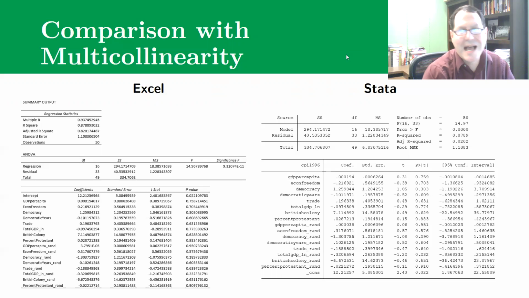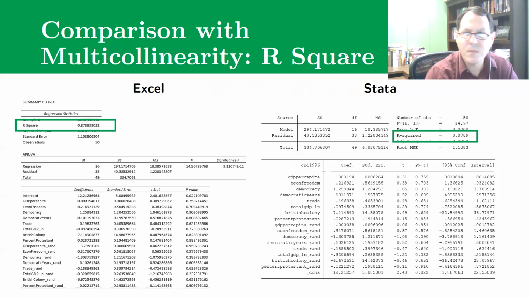So this is sort of our high stress environment, and we can compare and see how well Excel does when the deck is completely stacked against it and really stressing its estimator. So when we look at our R-square value, both models in Stata and Excel do very well. Stata has 0.8789. Excel produces something essentially identical. It just doesn't round it to 4 decimal points.